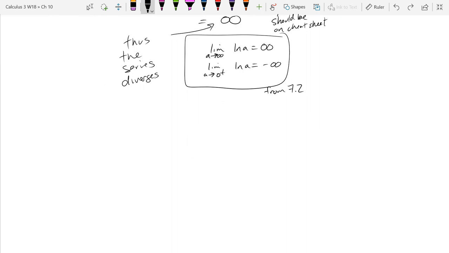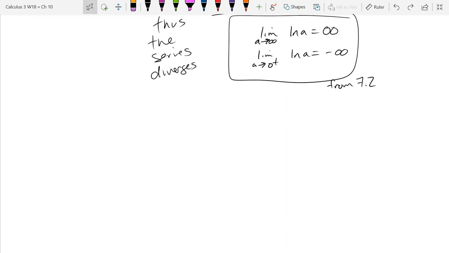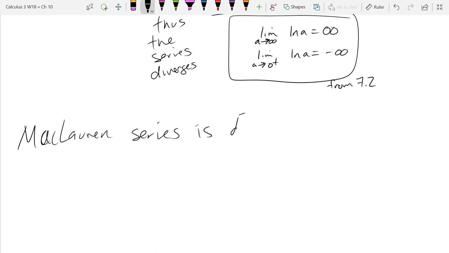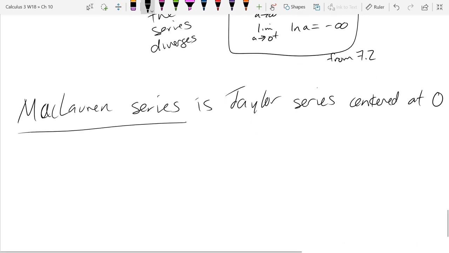Taylor series is the name for all these series. If you are centered at zero, the special name is Maclaurin series. So if you're centered at zero, it's a specific type of Taylor series called a Maclaurin series. Is this a new section in the chapter? Nope, the same one. So Maclaurin series is the same thing, just centered at zero. The rest of the examples we're going to do are all Maclaurin series.